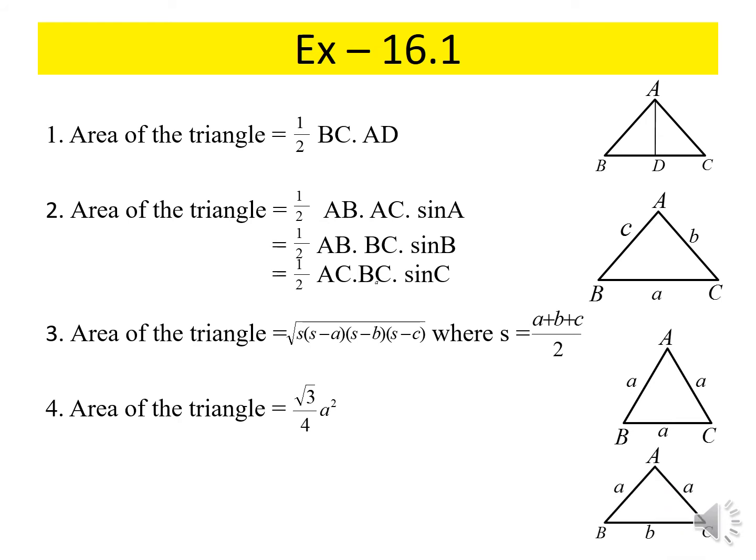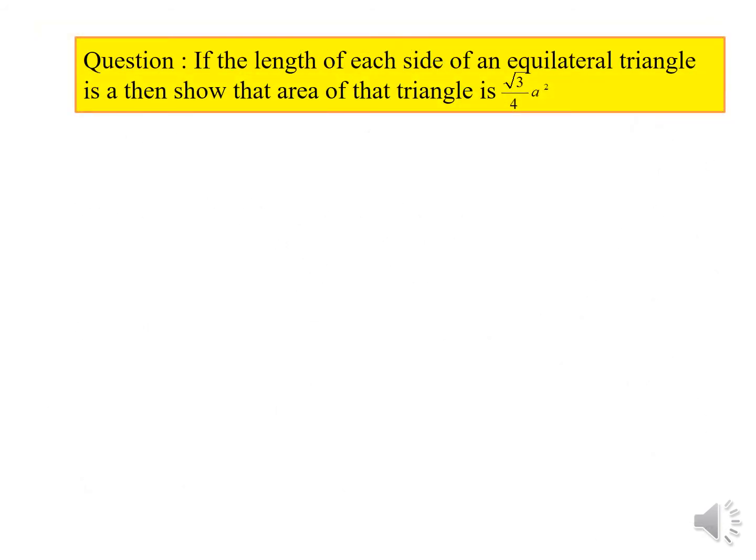Again, in an isosceles triangle, if the length of the two equal sides is a and the base is b, then the area of that triangle will be b by 4 into root over 4a square minus b square. Now, the last two formulas, that is formula number 4 and formula number 5, we will prove, because the proofs of those two formulas are very important. So okay, now we go to the next slide.